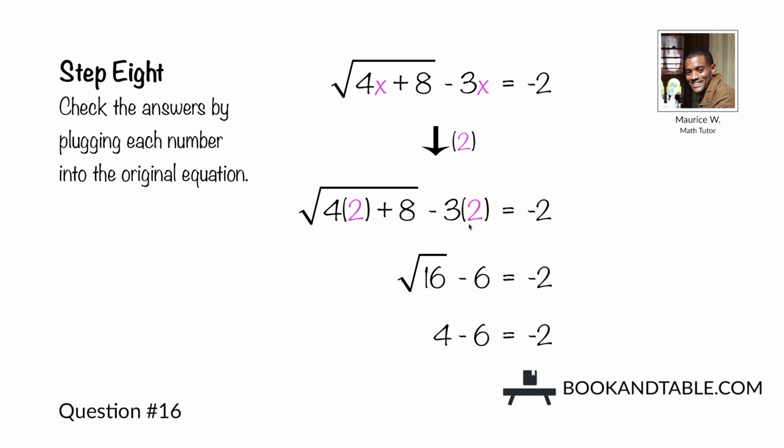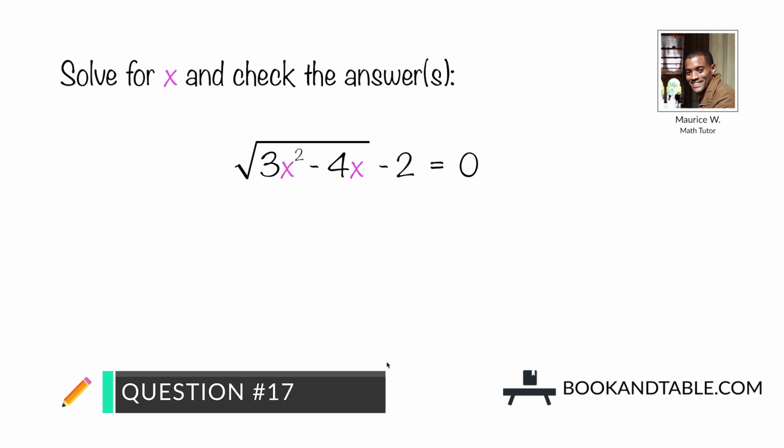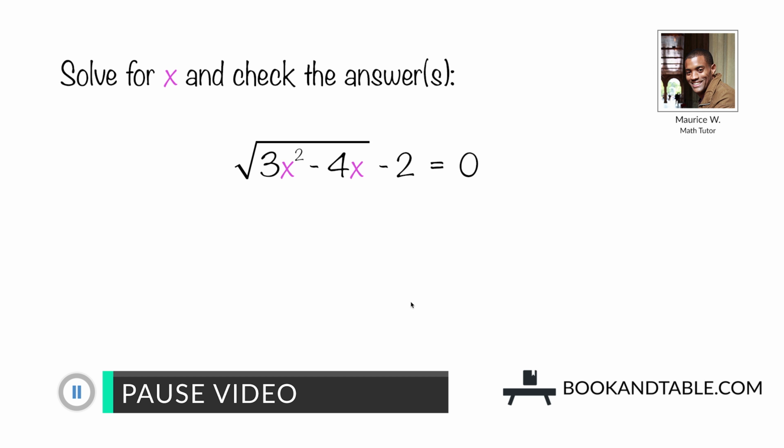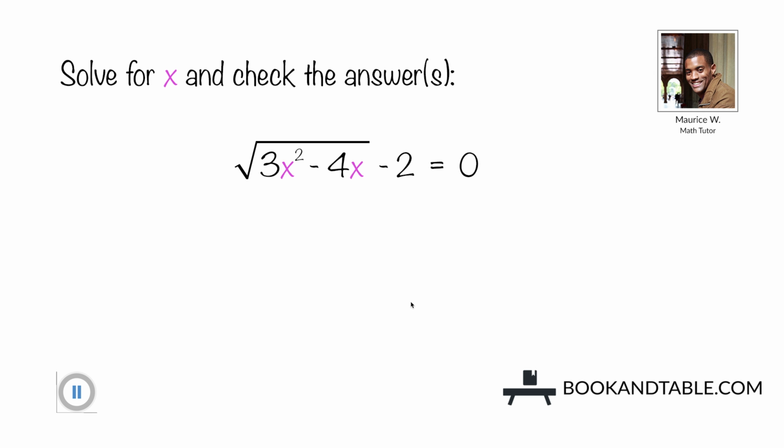4 minus 6 would give you negative 2. The left equals the right here, confirming that x does equal positive 2. Question number 17. Solve for x and check the answers. The square root of 3x squared minus 4x minus 2 is equal to 0. Pause the video, answer this question, and then press play when you're ready to begin.